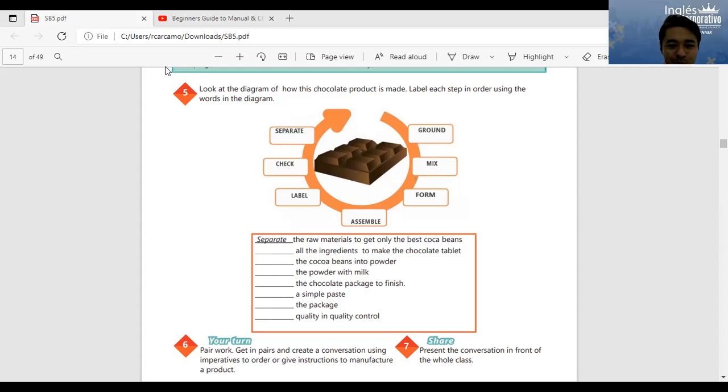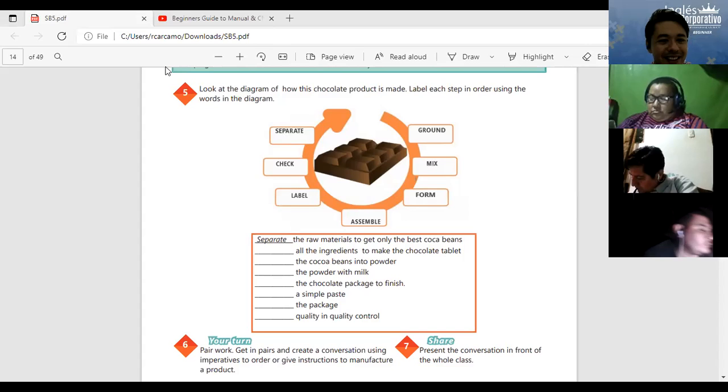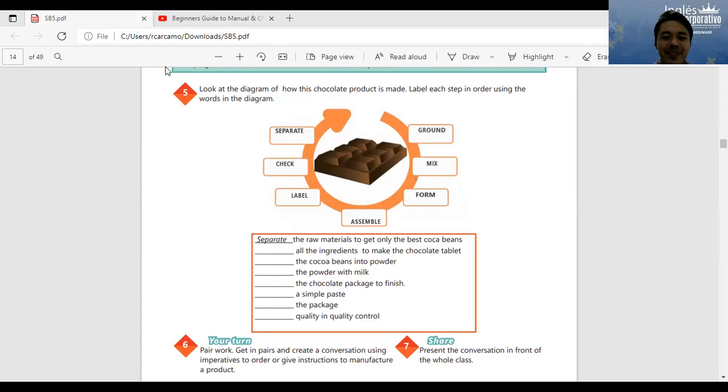So good. What about number four? Volunteer. Mix the powder with milk. Very good. Mix the powder with milk. Nice. So let me see number five. Any other volunteer? Assemble the chocolate pack to finish. Very good. Nice, Karen. Assemble the chocolate package to finish. Right. Very good. Number six, a simple paste.